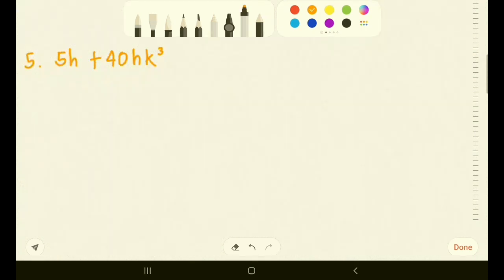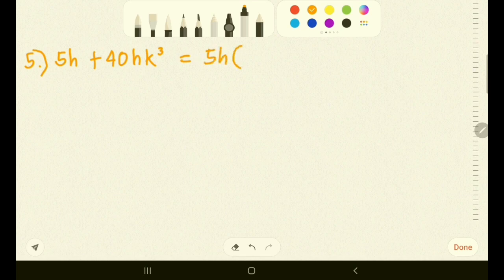Let's have the fifth example. So, you have here 5h plus 40hk cubed. Let's check first if the two terms are perfect cubes. Since there are two terms, it could be a sum of two cubes, but check if they are perfect cubes. 5h is not a perfect cube, and 40h is also not a perfect cube. So there might be a GCMF, or greatest common monomial factor, among the two terms. What would be the GCMF? The GCMF is 5h.